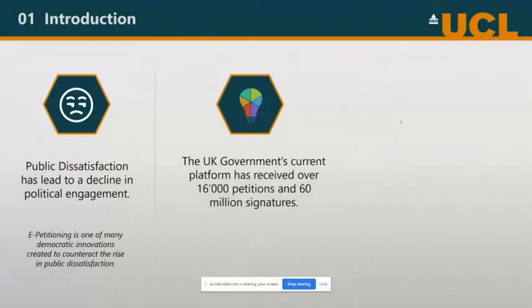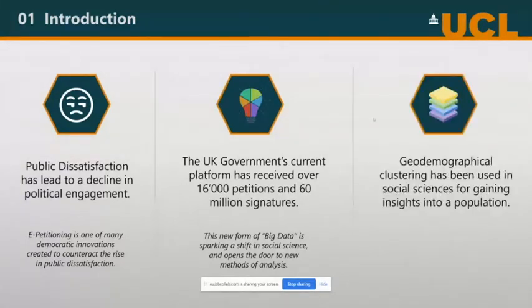The UK's most prevalent petitioning platform was developed in 2015, and since then has received over 16,000 petitions and over 60 million signatures. So it's been really popular with the public to get across their feelings. And this is a new type of big data that is sparking a real shift in social science and opening the doors to new methods of analysis.